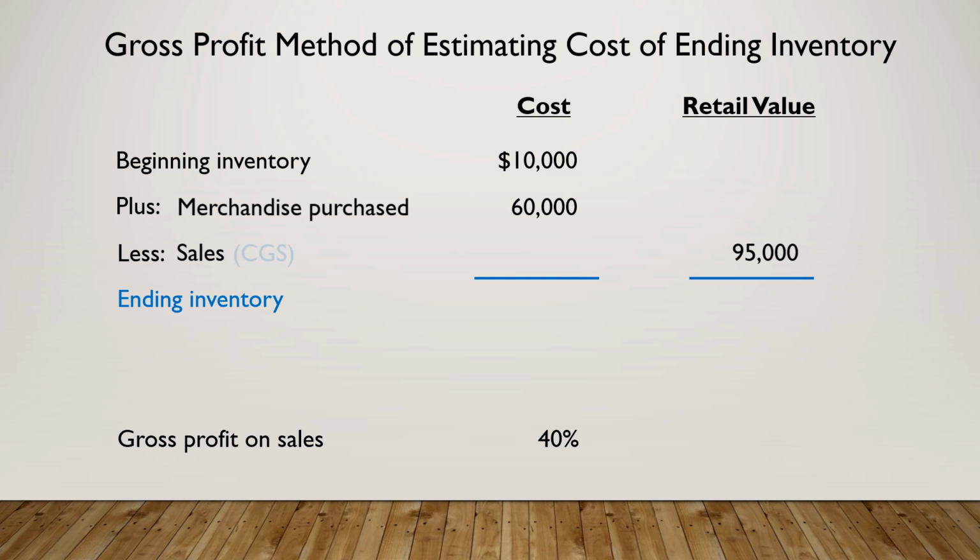If we had the cost of our sales, not just the sales at retail, we could calculate the cost of ending inventory. We can acquire our cost of sales by multiplying our sales at retail by the cost to retail ratio, just as we did in the previous example. Unfortunately, we don't have the cost to retail ratio because we don't have the retail amounts for goods available for sale.